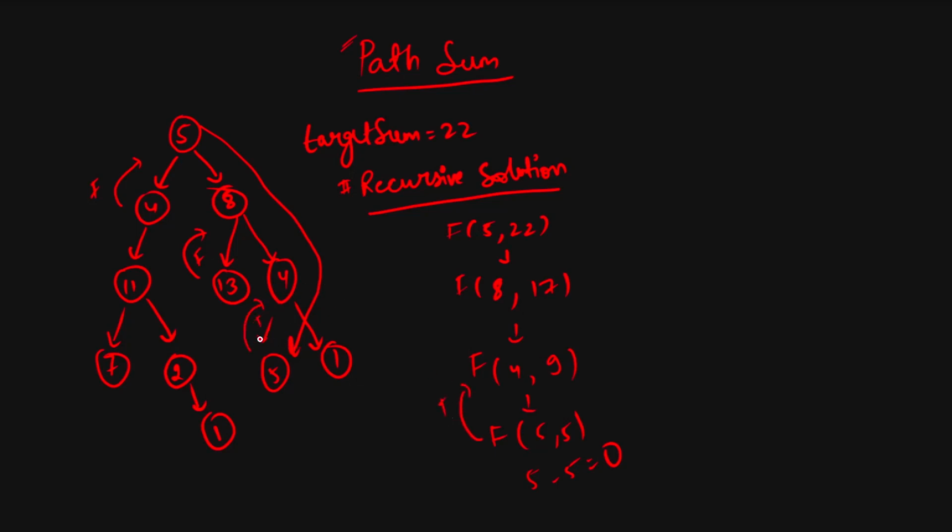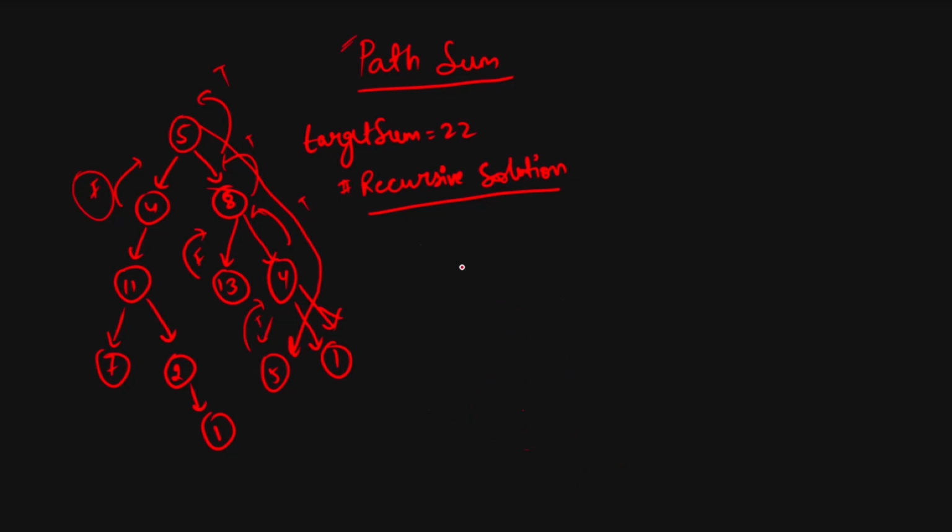And if this returns true, we will not check this part. This returns true, that means its right returns true. That means this is false, this is true, and overall this will return true. So we can say that it has a path which has a target sum of 22.